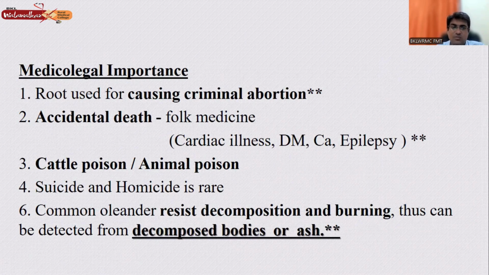Cattle poison or animal poison: this plant may be used as a cattle poison or animal poison. Suicide and homicide are rare. The common oleander resists decomposition and burning. Thus, this poison can be detected from decomposed bodies or the ash of burned bodies.